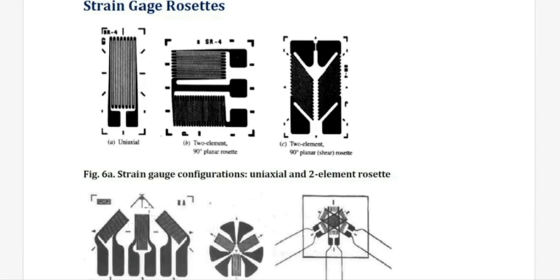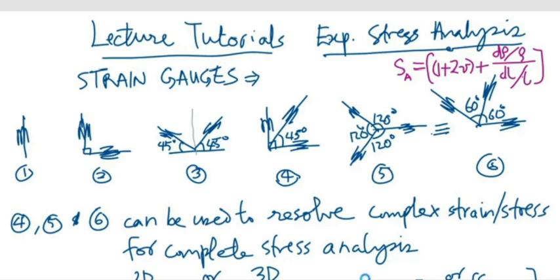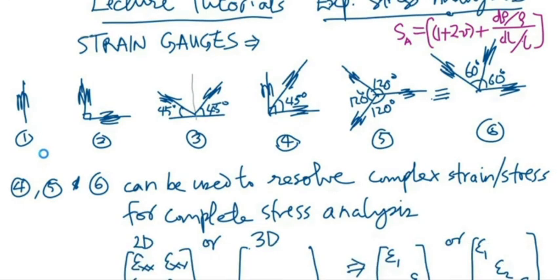And then here we have 3-element rosette. This is used for comprehensive stress analysis, for holistic stress analysis, whereby we can determine our principal stresses. This is called 3-element rectangular. This is delta, and this is stacked. Can you see why it is stacked? I hope you guys are with me, please. Hello, class. Yes, sir. So let's start with each of these strain gauges.